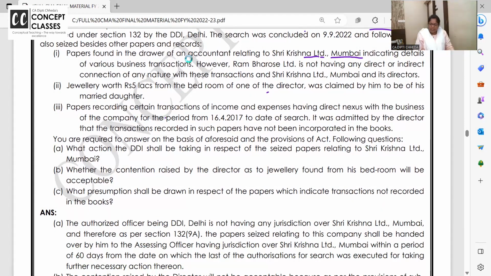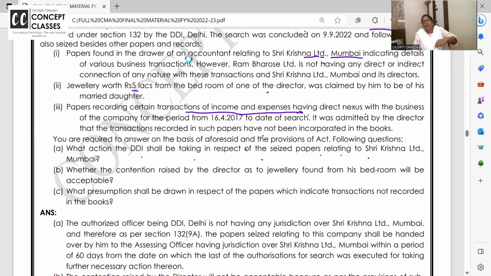Papers recording certain transactions of income and expense having direct nexus with business of company for the period from 16/4 to the date of search. It was admitted by the director that transactions recorded in such papers have not been incorporated in the books. कुछ expenses और income से related transaction मिले जो books में तो नहीं है. कुछ papers मिले जो third party है जिससे हमारा तो कोई लेना देना नहीं है. 5 लाख रुपीस मिले ज्वेलरी जो हमने क्लेम किया कि हमारी नहीं है, मैरिड डॉटर के. You are required to answer what action the Delhi shall be taken in respect of seized papers.